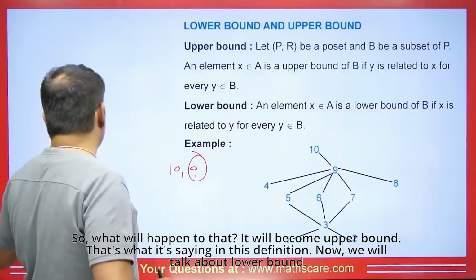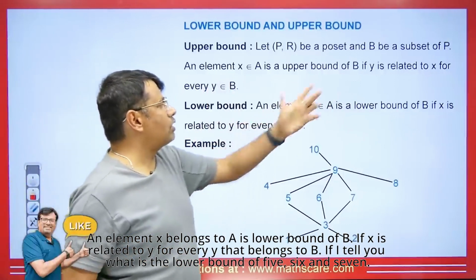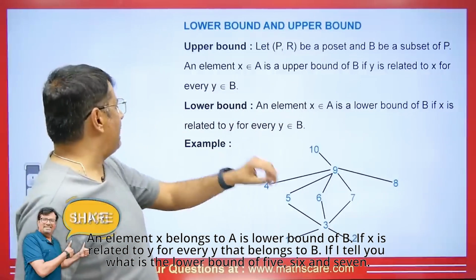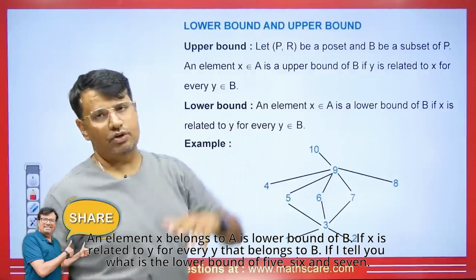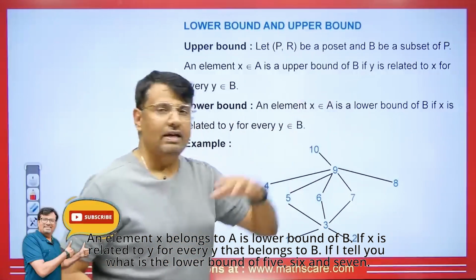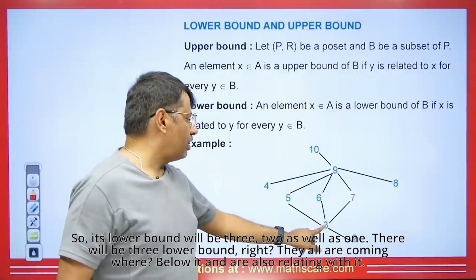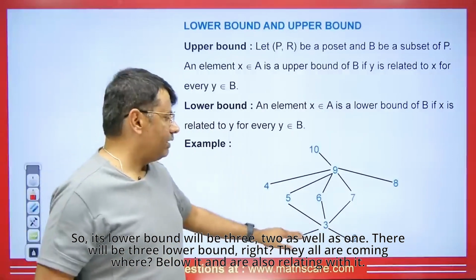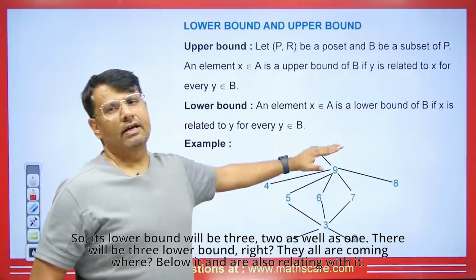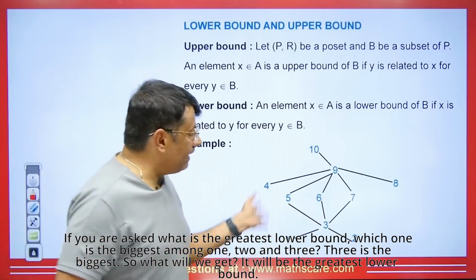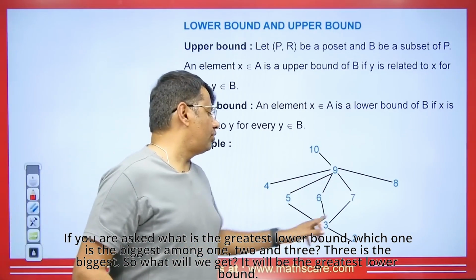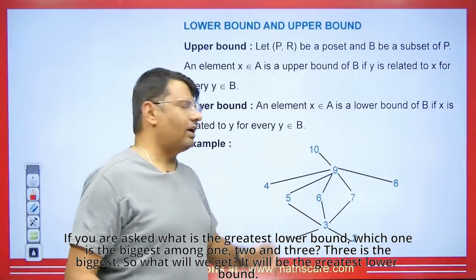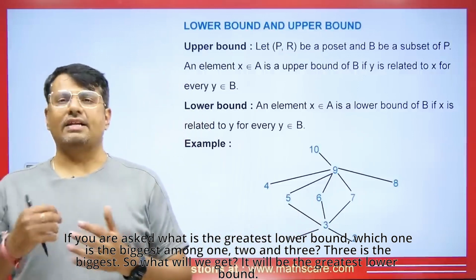Now, we will talk about lower bound. An element X belongs to A is a lower bound of B if X is related to Y for every Y that belongs to B. If I ask you what is the lower bound of 5, 6 and 7, its lower bounds will be 3, 2 as well as 1. There will be 3 lower bounds, right? They all are coming below it and are also relating with it. If you are asked what is the greatest lower bound, which one is the biggest among 1, 2 and 3? 3 is the biggest. So, it will be the greatest lower bound.